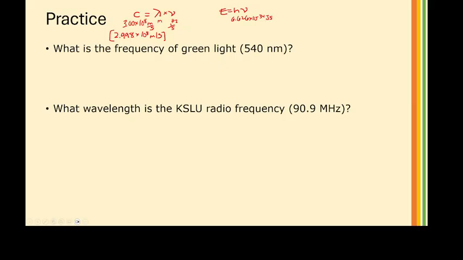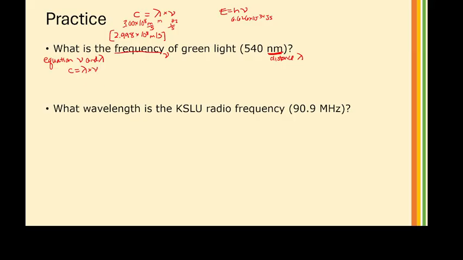Okay, so the first question is asking us what is the frequency, and remember the symbol for frequency is the nu, of green light, 540 nanometers. Again, I see a distance. So this is my wavelength. So I want frequency, I have wavelength. The equation that has frequency and wavelength is this one. C equals wavelength times frequency.